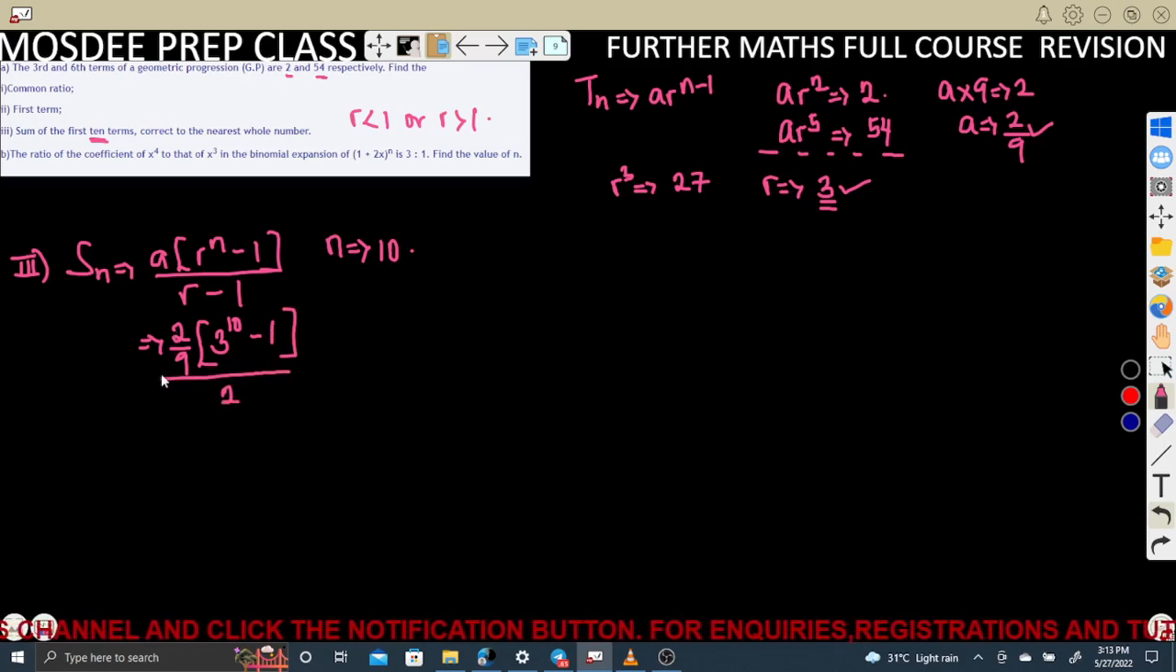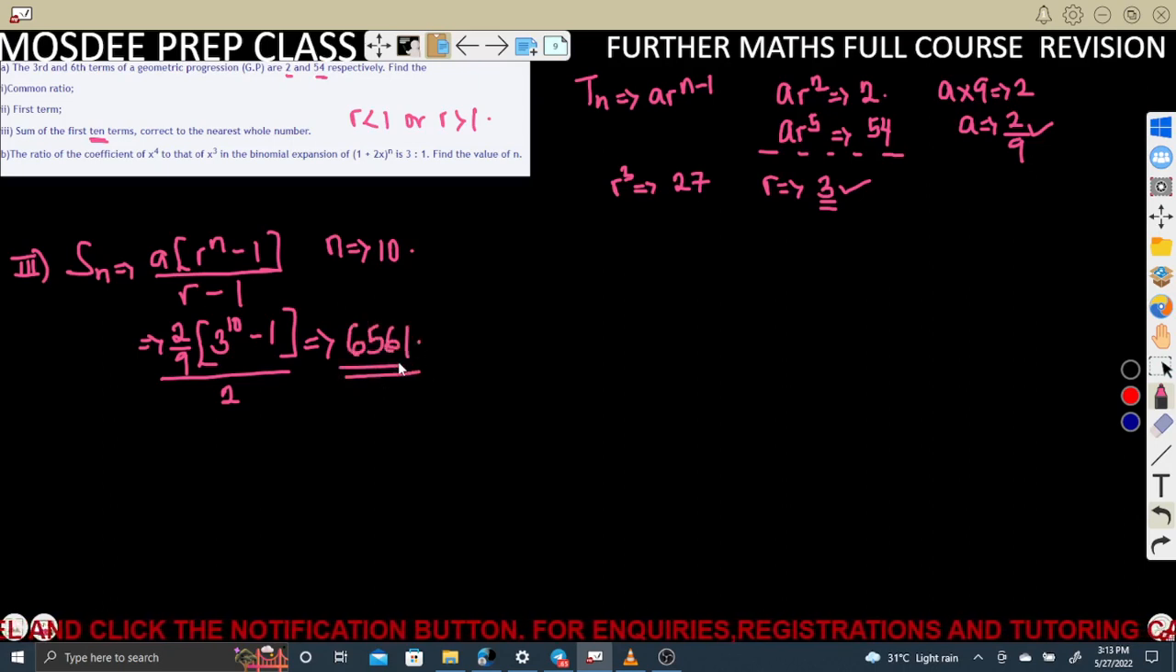You can cancel: 2 over 9 times 2, that's 1 over 9 times this. On simplification to the nearest number, I'm using my natural display now. This is going to give me a definite answer. Yeah, 2 raised to power 9. Then on simplification, I think this is quite easy for us to do, everybody. 6561, so that is what the calculator is giving.